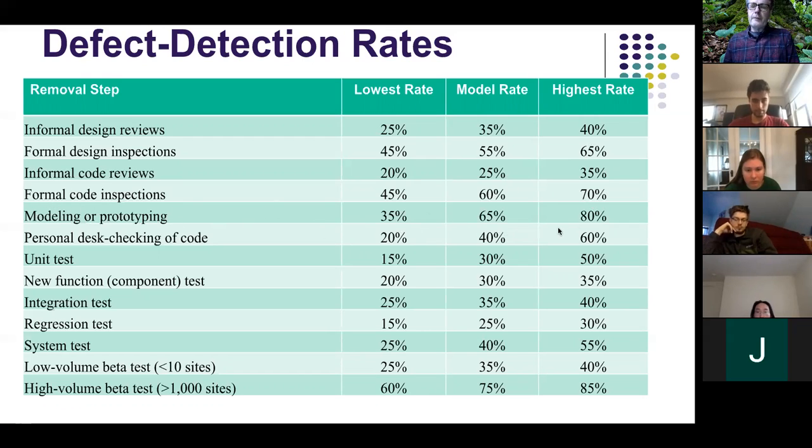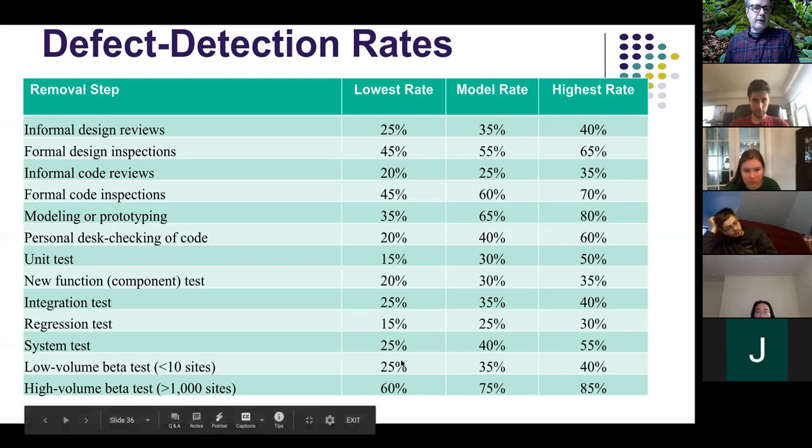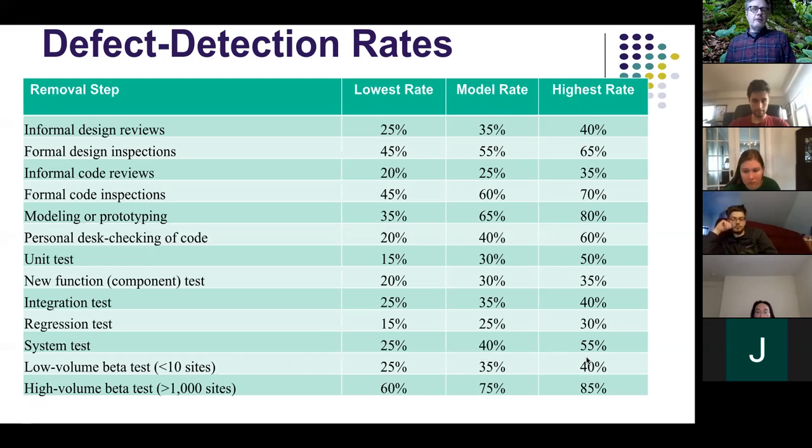Modeling or prototyping, very helpful. Personal desk checking of code, moderately helpful. Unit tests, new function tests, integration tests, regression tests, system tests, low volume beta tests, less than 10 sites, high volume beta tests, greater than 1,000 sites. Now, which of these is the one that gets all the errors? No one. No one, right?